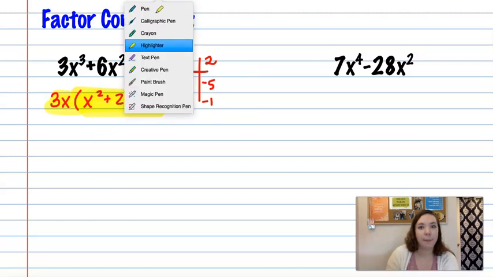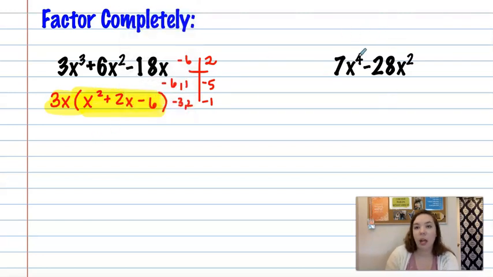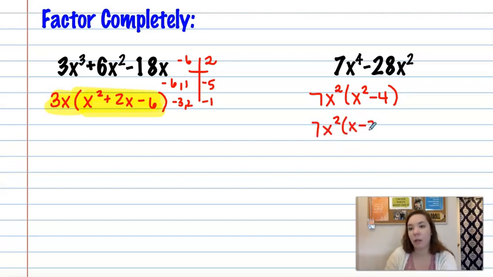Okay, so let's try on this one. It looks like 7 would be my greatest common factor for my coefficients, and then I could also pull out an x squared. So I'll pull a 7x squared out front, and then I have x squared minus 4 inside. And then step 2 is to look for any special patterns. I do have a difference of squares here. X squared and 4 are both perfect squares. So I can continue factoring by doing x minus 2 and x plus 2.